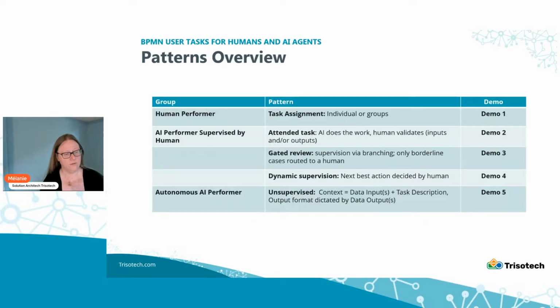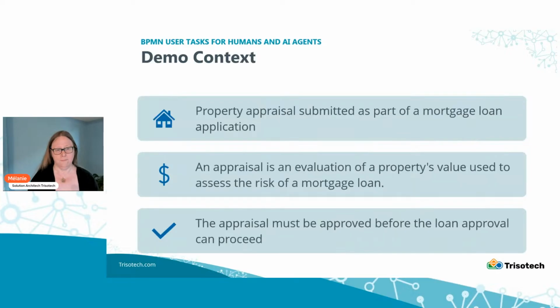So we'll go into the demo now, and I'll move forward first with the basic stuff about tasks, how we assign them and define the description. So that will be the first one. And then we'll go forward with more and more free-range AI until the point where it's just doing the work by itself. So we'll start by task assignment and attended task, then a gated review, so only checking sometimes, dynamic supervision, which will be the more advanced case I'll show to you, and in the end, unsupervised AI.